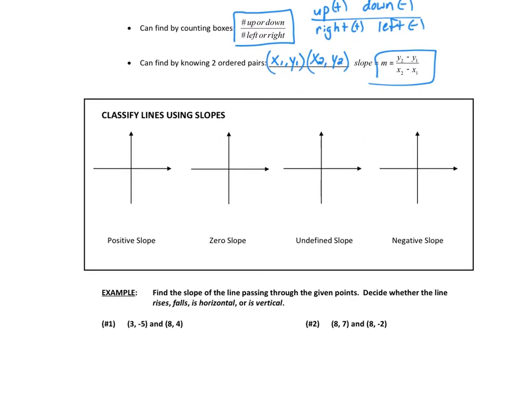So, classifying lines using slopes. A positive slope will look something like this. It rises from left to right. A zero slope has no slope at all. It is a flat line. I think of it as if you put a ball down and the slope is 0, the ball will not roll. So zero slope is horizontal.